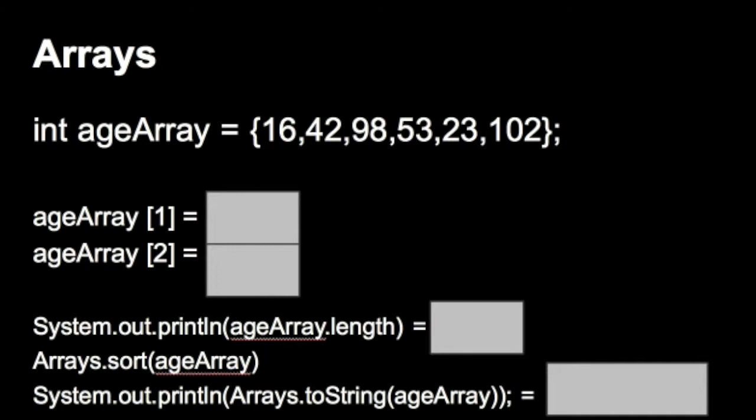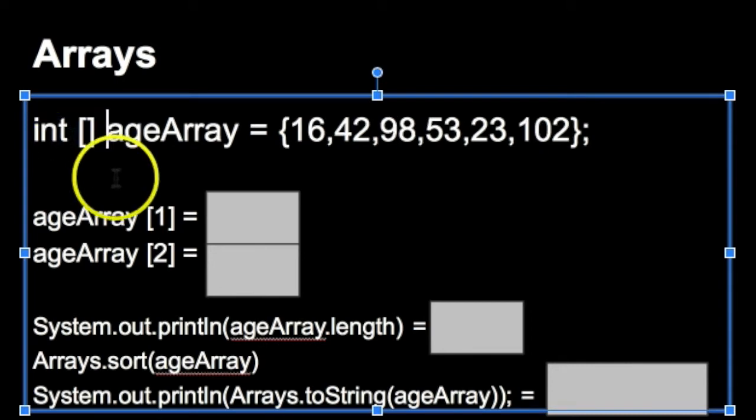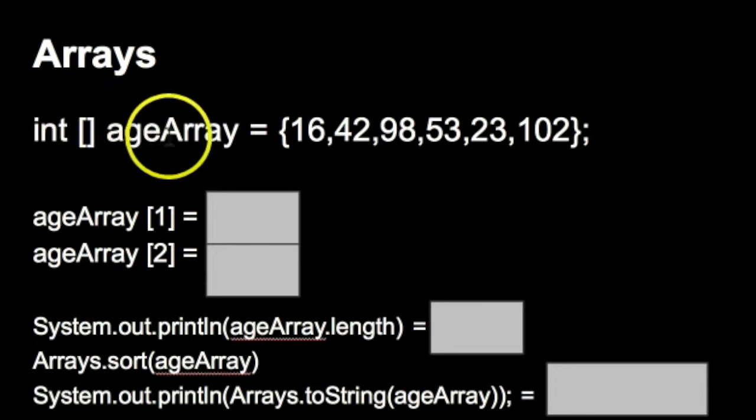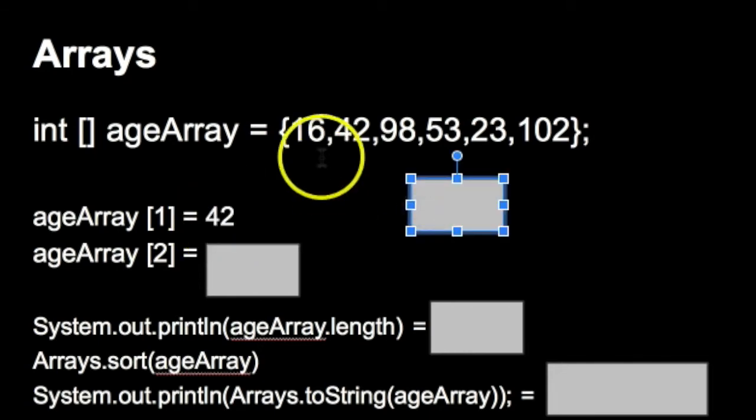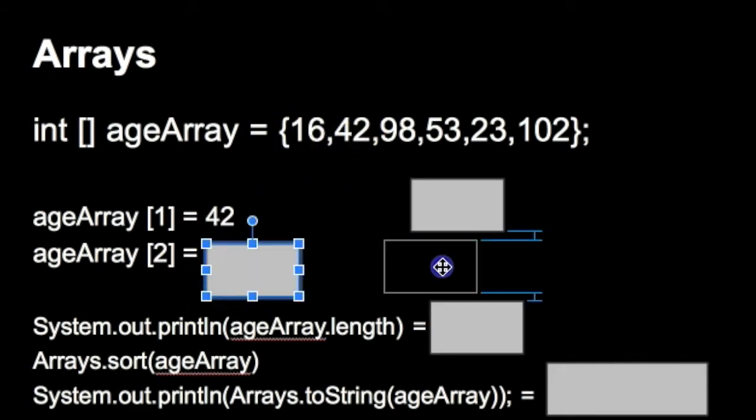And here's some practice that I gave you. You can pause the video to, I guess, study the array and figure out what it is, but these are for the most part very easy. So we have our int array ageArray is equal to, and with our braces, 16, 42, 98, 53, 23, and 102. And this asks ageArray[1] equals what? And obviously it equals 42 because the 16 is the 0 index and 42 is the first one. And obviously the next one would be 98.